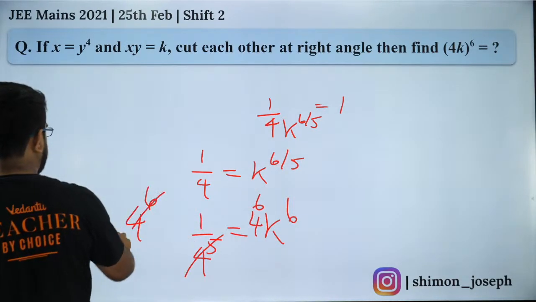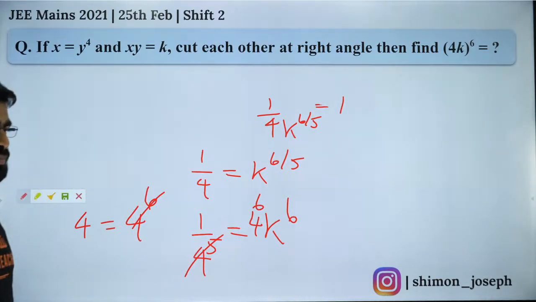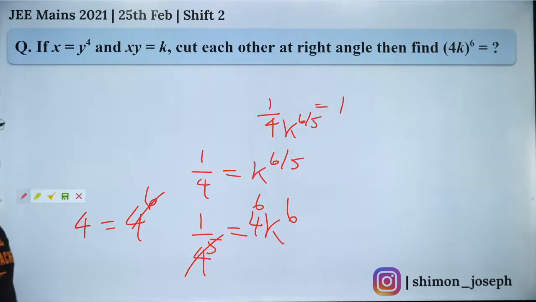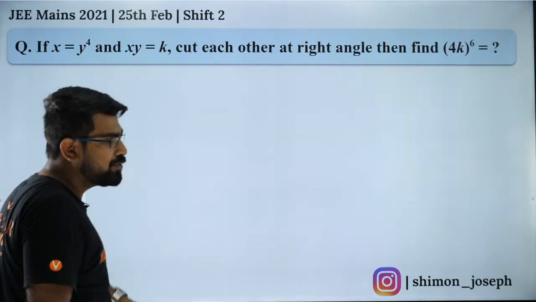So the answer is 4, I think. Answer is 4, guys. Are you all clear? Did you like it? How many of you understood it? It is a very simple question. I just did it step by step so that all of you will follow.